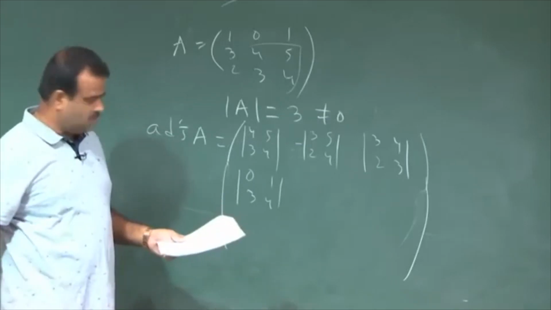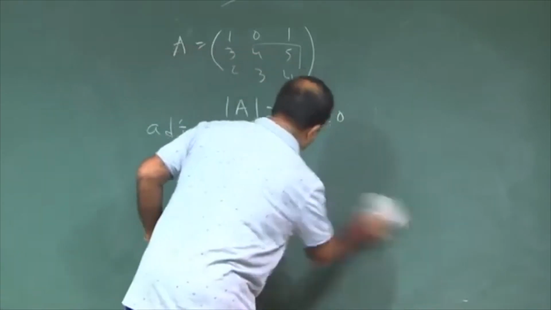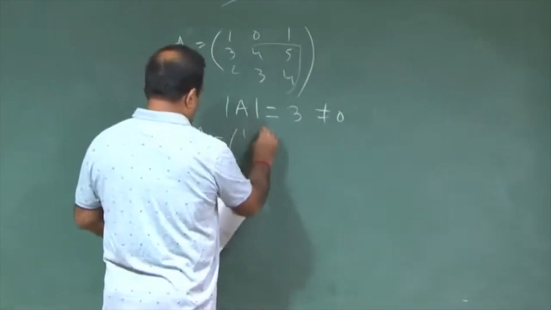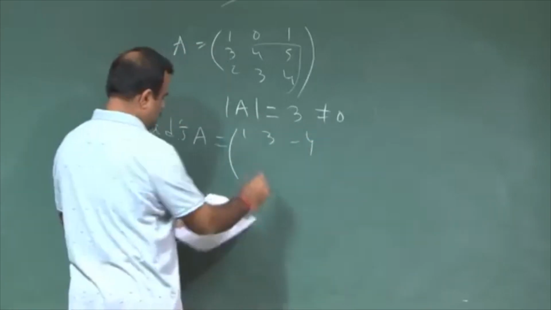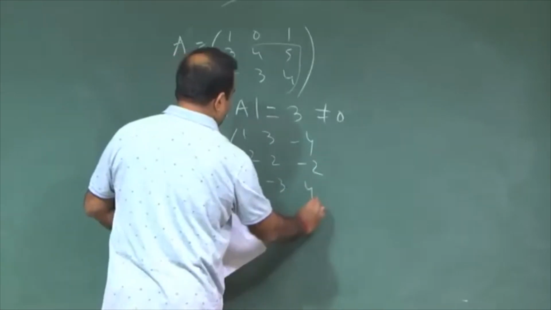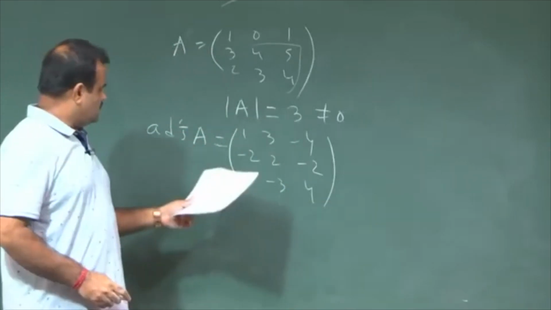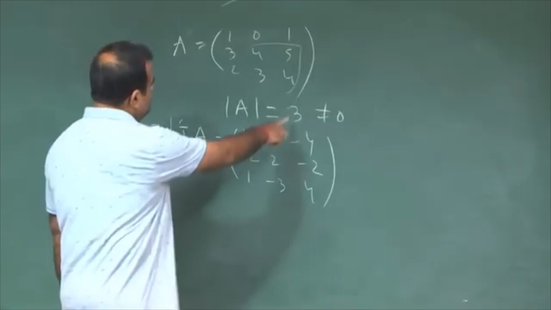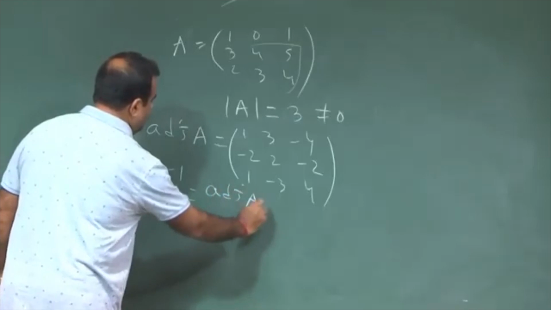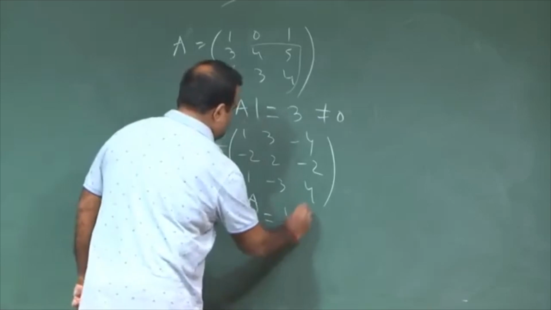I am not going into the details of this calculation. Finally, we will get the matrix like this: 1 3 minus 4 minus 2 2 minus 2 1 minus 3 4. The detailed calculation will be given in the notes. And the determinant of this is 3. So, what is the inverse of this? The inverse is adjoint A by det A, so 1 by 3 into this matrix.